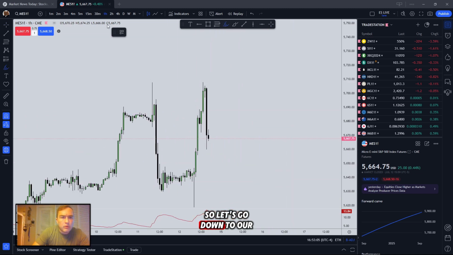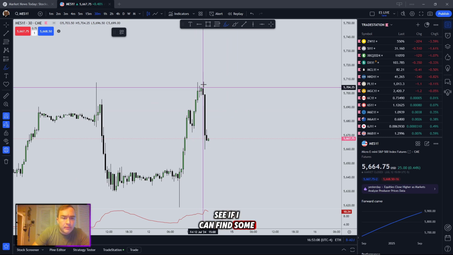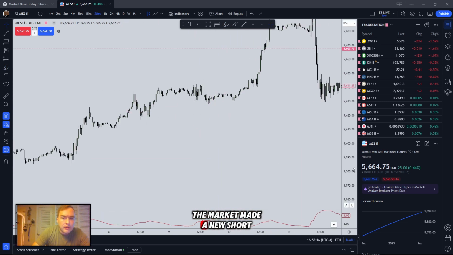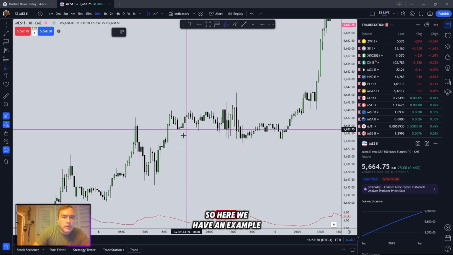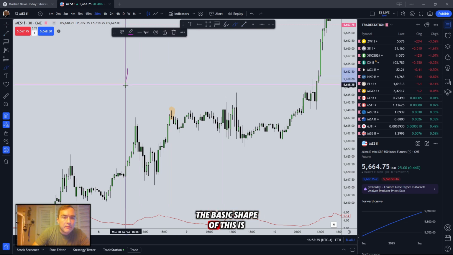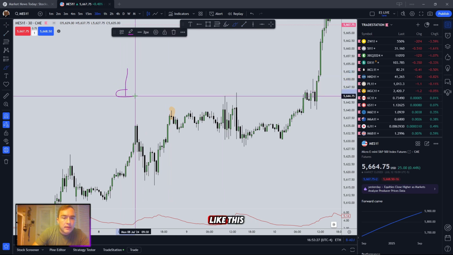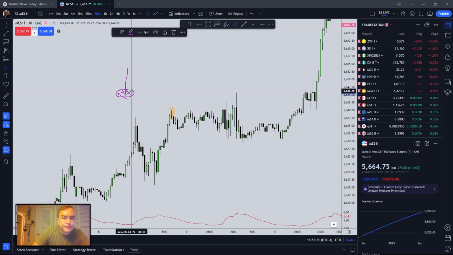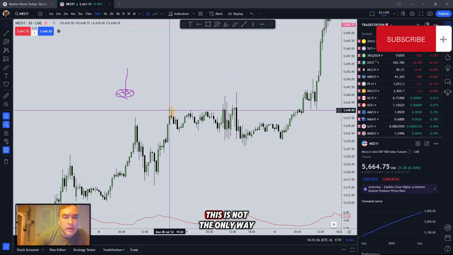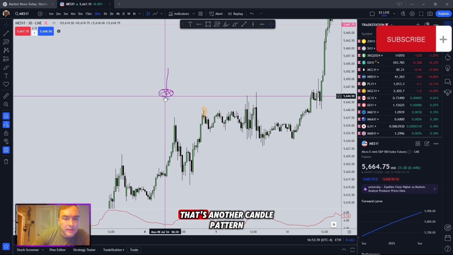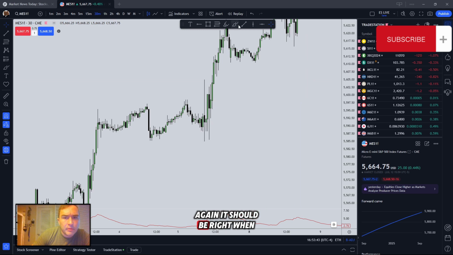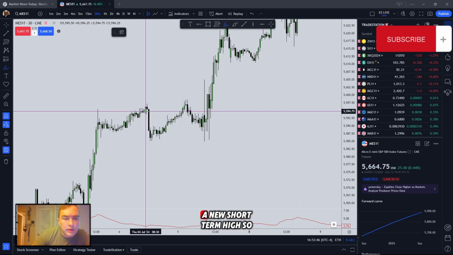Okay, so let's go down to our 30-minute chart, see if I can find some examples there. These should be after the market made a new short-term high. So here we have an example of a long-wicked sort of inverted hammer candle. The basic shape of this is like this. Should look like that. That's the basic shape. Forgive my drawing tools. This is not the only way that the market reverses, but that's another candle pattern that I wanted to make you aware of. Again, it should be right when the market forms a new short-term high.